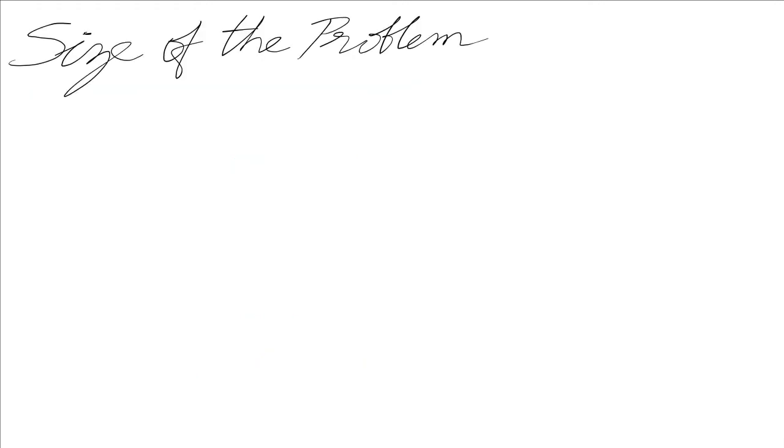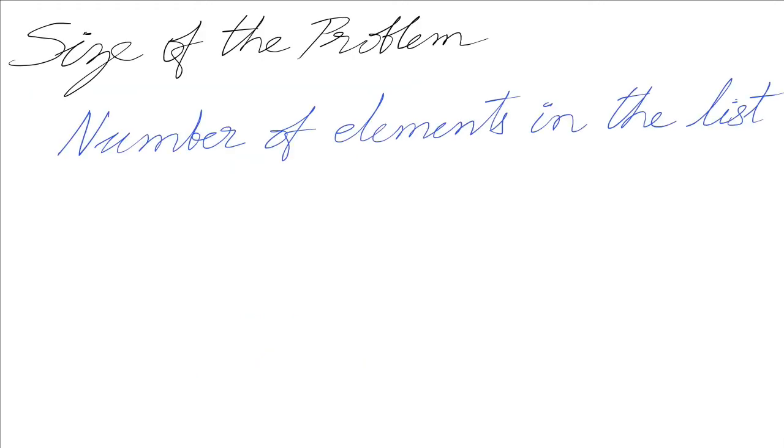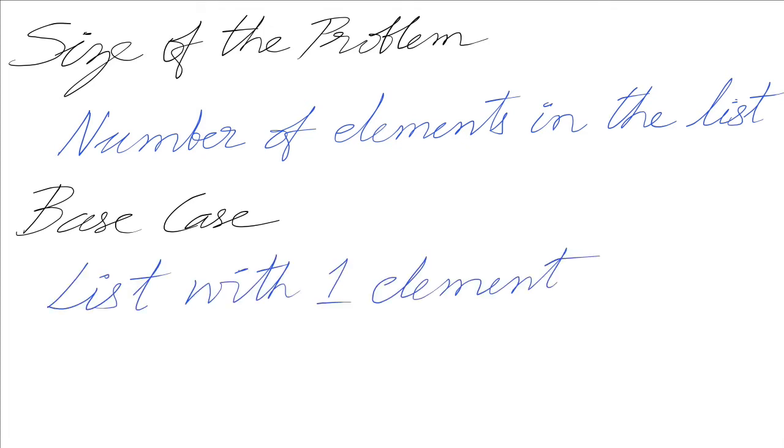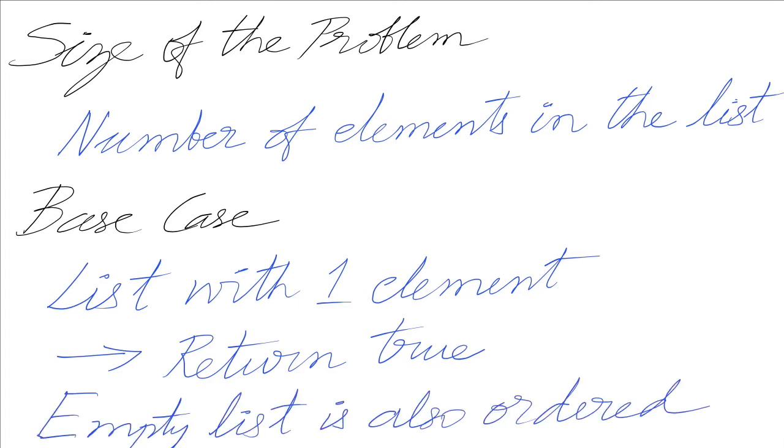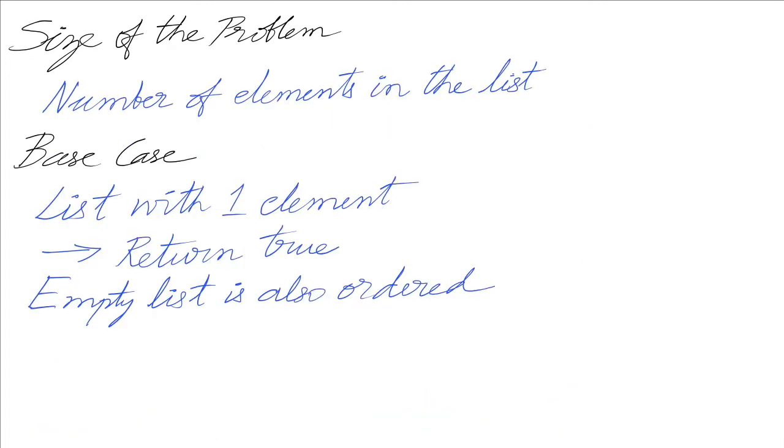What is the size of the problem? The size of the problem is the number of elements in the list. What is the base case? The base case is a list with one element. In this case, we return true because it's already in a sorted order. An empty list is also ordered because there is nothing in the list to be ordered.